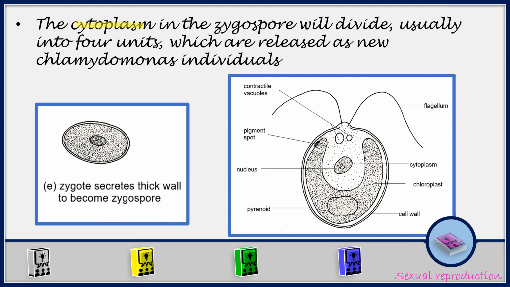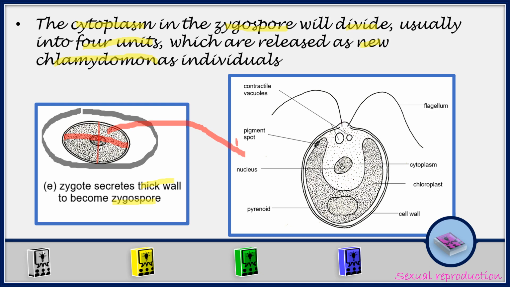The cytoplasm in the zygospore will divide, usually into 4 units, which are released as new Chlamydomonas individuals. Remember, our zygospore sank at the bottom of the pond, and it had already created a thick wall, and it had become a zygospore. Now, the zygospore at the bottom of the pond, when it reaches there, will divide itself into 4 units. And each one of these units is now going to be released as an individual.